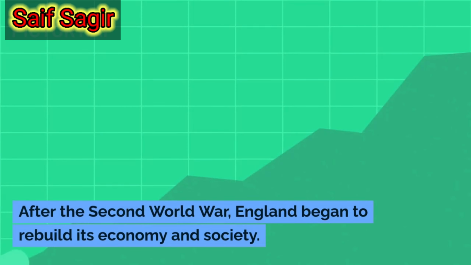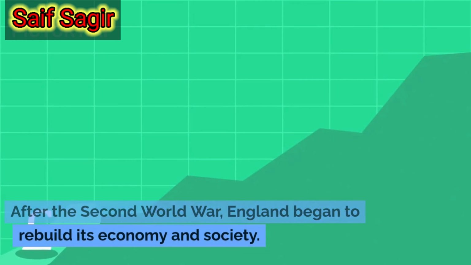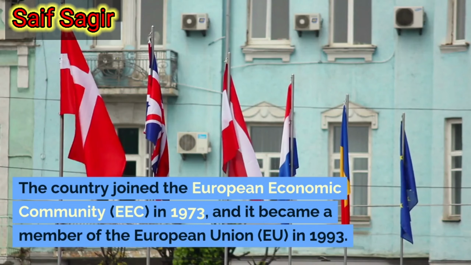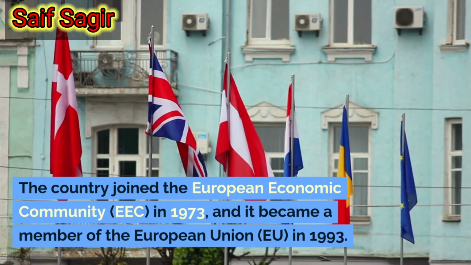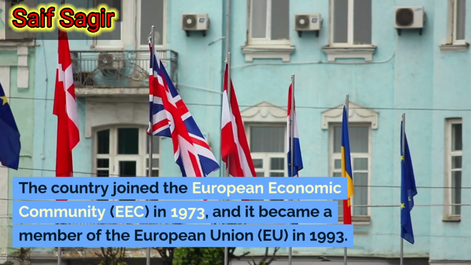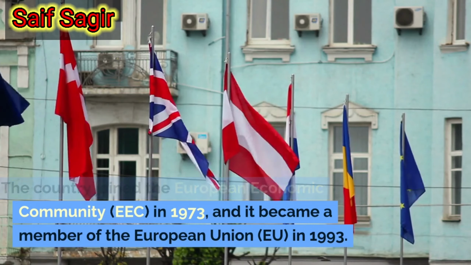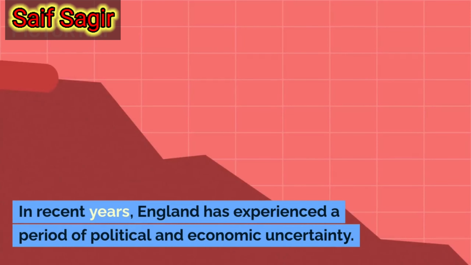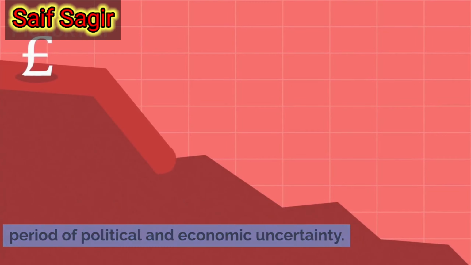After the Second World War, England began to rebuild its economy and society. The country joined the European Economic Community, EEC, in 1973, and it became a member of the European Union, EU, in 1993. In recent years, England has experienced a period of political and economic uncertainty.